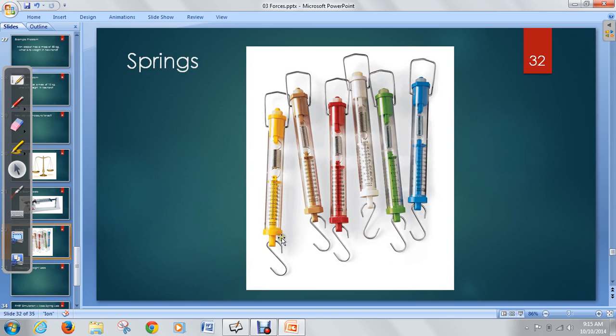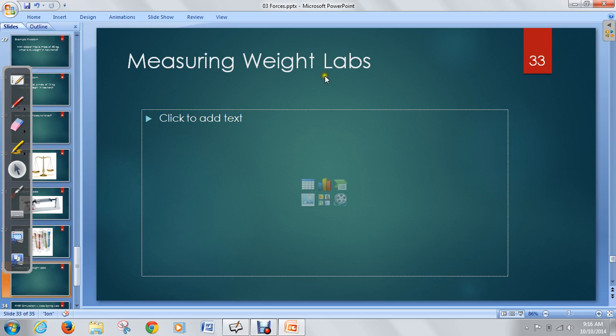Isaac Newton actually invented these. They're called Newton spring scales because a spring has a determined distance it goes when you stretch it. The amount of force that you need to apply is set. So Isaac Newton figured out a way to calculate how much a spring is going to stretch, and so you could determine how much force is being applied, how much weight there is. Then we did the measuring weight labs, and you got to use all these different types of scales, and that is all we covered for week 1.